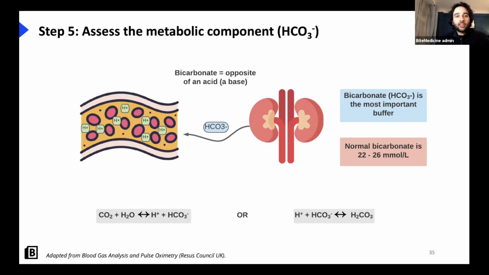As I also said, the bicarbonate is your most important buffer. It is a base, which means it's the opposite of an acid. So the more bicarbonate you have, the more alkalotic your blood will be. The less bicarbonate you have, the more acidotic your blood is going to be. Don't worry too much about these equations. I discussed this in the previous webinar, but be aware of the normal range and be aware of how bicarbonate contributes to alkalosis and acidosis.